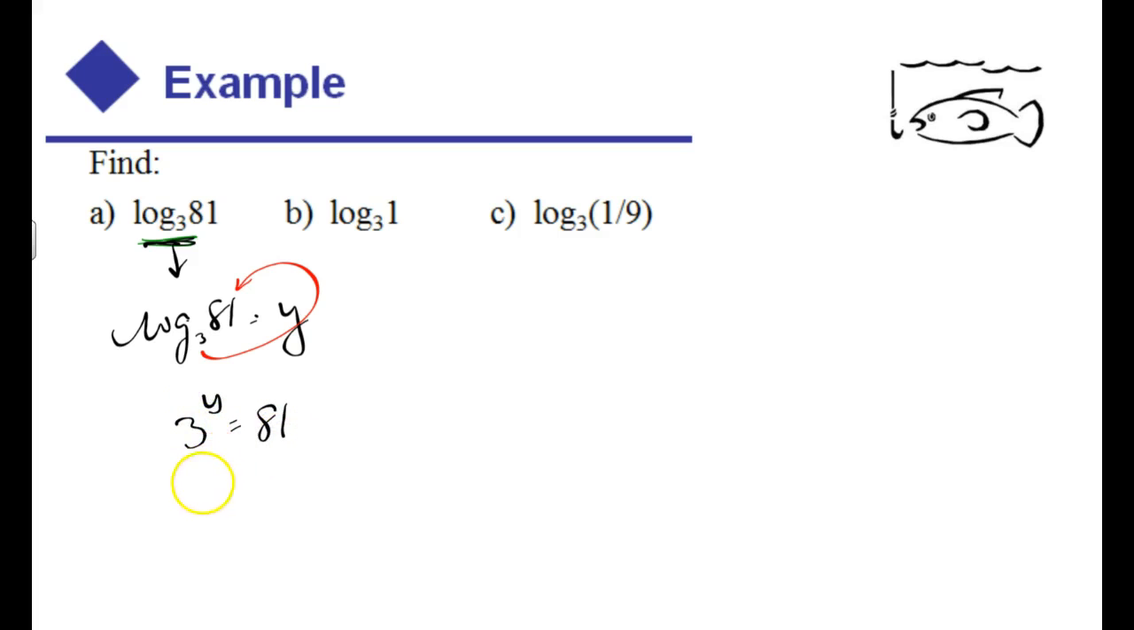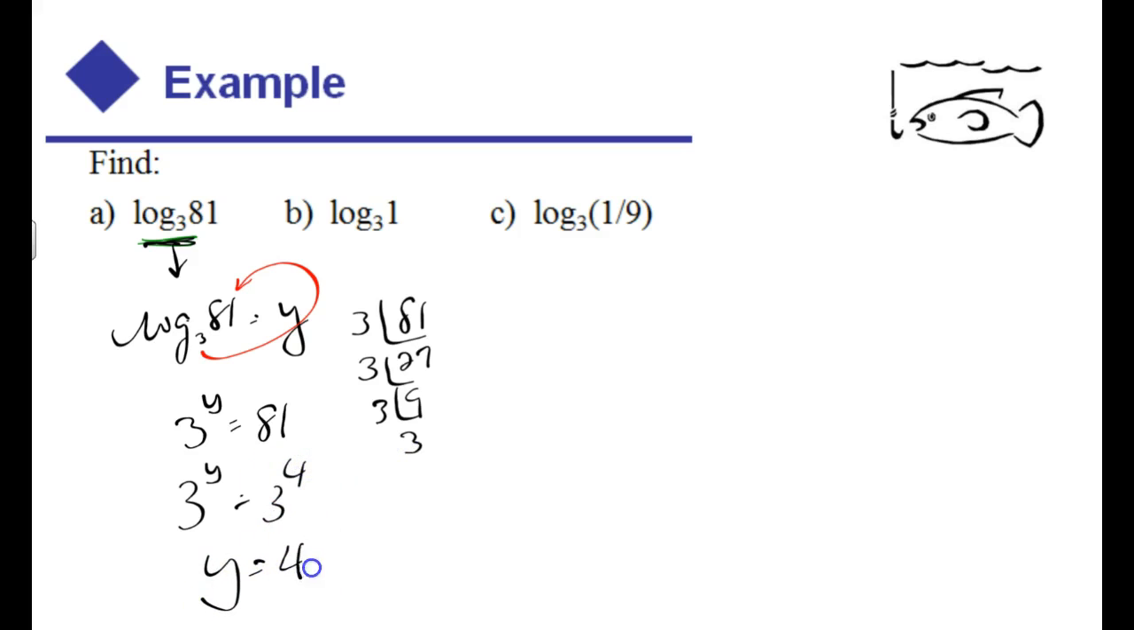And perhaps you know that you can write 81, and if you don't know, you could always do some upside down division. Pick prime numbers, like 3 goes into 81 3 times, 3 goes into 27 3 times. So you could really write 81 as 3 to the 4th. So y actually equals 4.